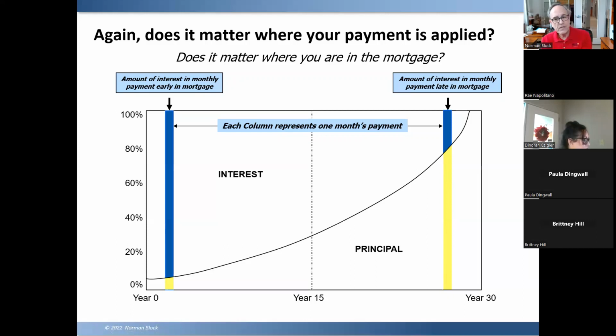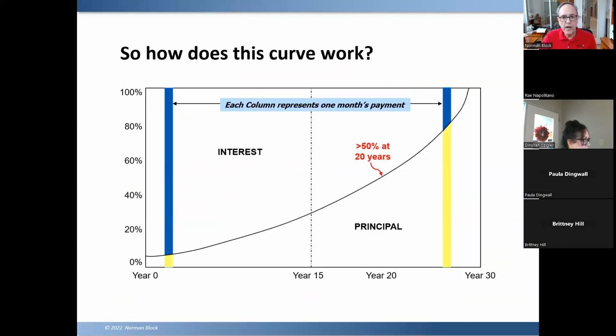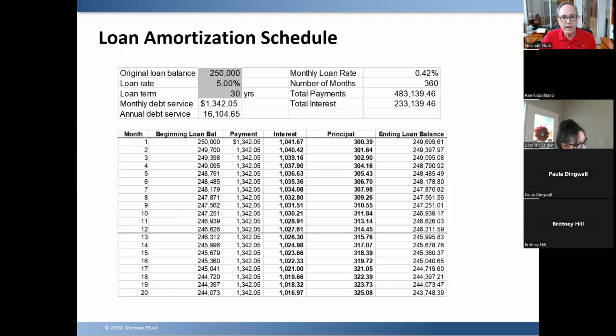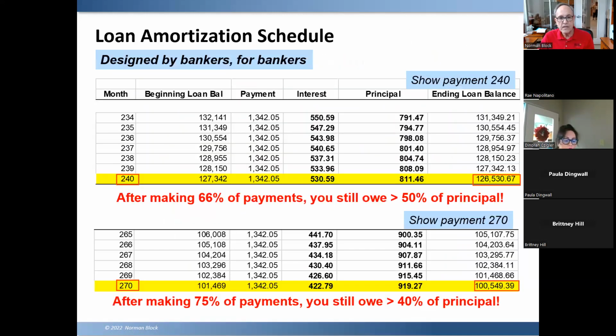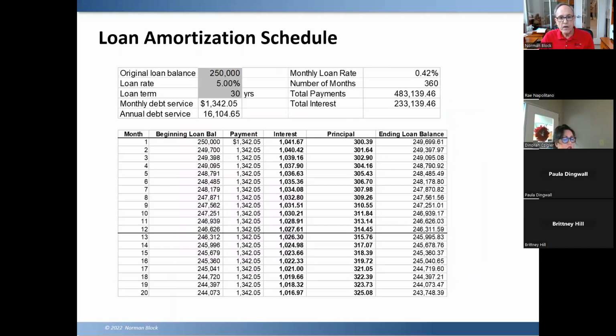Does it matter where your payment is applied? Absolutely. Payments later in the mortgage are different than payments earlier in the mortgage because we're not dealing with revolving credit. We're dealing with a fixed amortization schedule and a self-amortizing fixed rate level payment, self-amortizing mortgage loan. And that's really what the trick is. It's not magic. It's the nature of the loan. The loan has associated with it 360 specific payments. Each payment has a set amount of interest and principal applied to it.